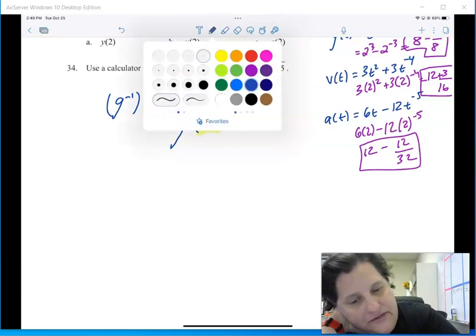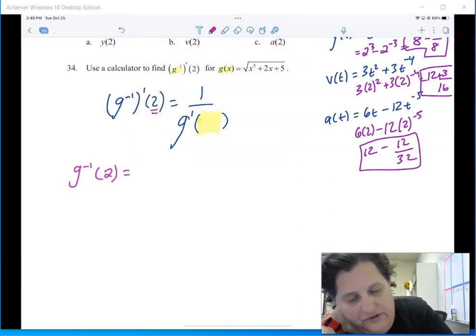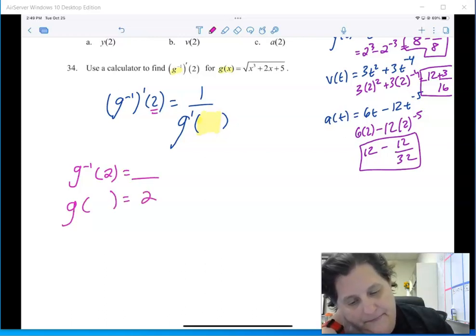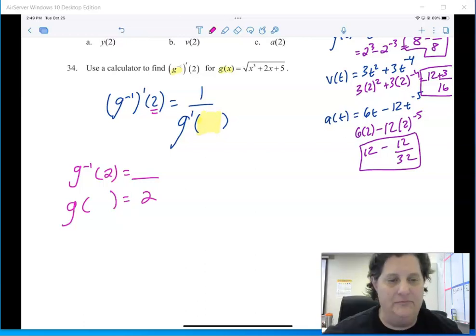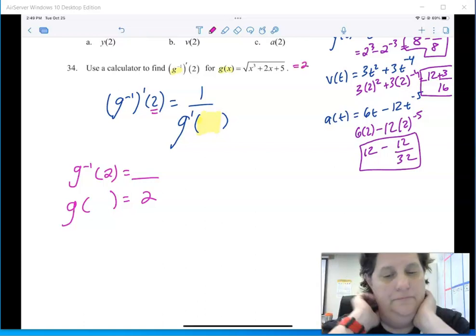And so, off to the side, here's what I want you guys to write. G inverse of that, not prime, but regular, G inverse of 2 is something. So, G of something is 2, all right? I don't have any information about G inverse. I don't know what that is. But G of something is 2. That means there's something that's going to make that 2.